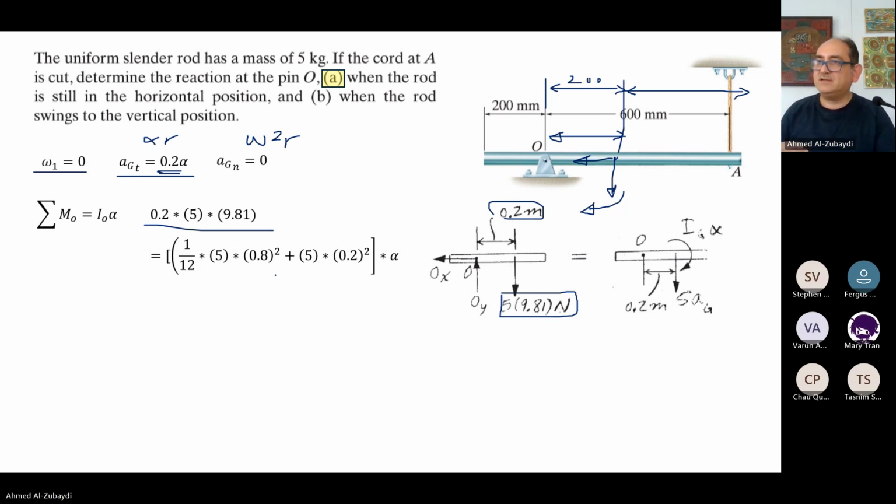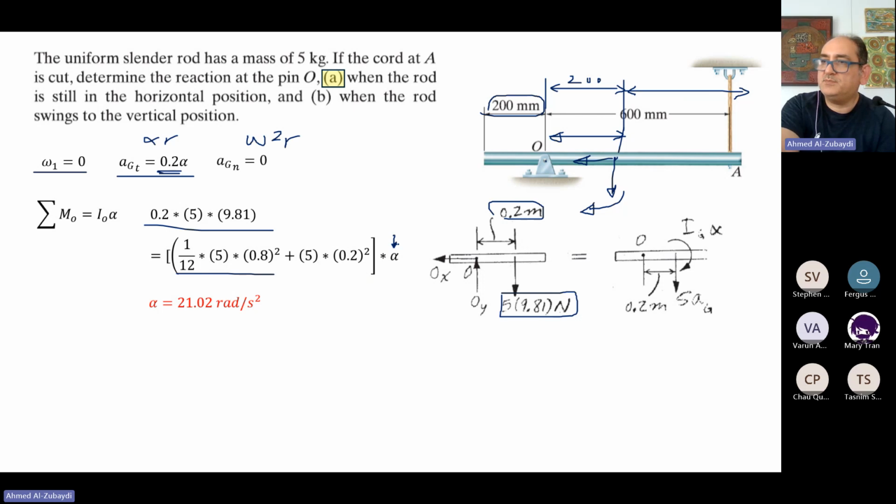IO alpha. So we calculate the IG, which is 1/12 times the mass 5, multiplied by 0.8 square, the length square, plus the 5 multiplied by 0.2 square, or the mass multiplied by that distance square, multiplied by the alpha. So the only unknown we have here is going to be the alpha. So we can solve for the alpha, and it's going to be 21.02 radian per second square. That's it. If I find the alpha, it's going to be much easier for me to find the other reactions.